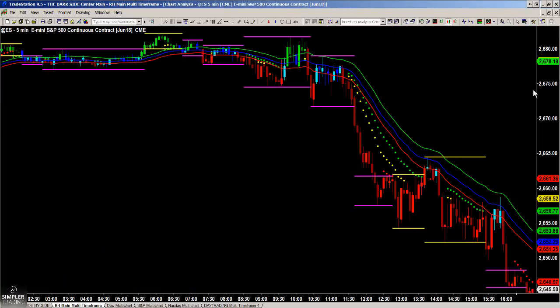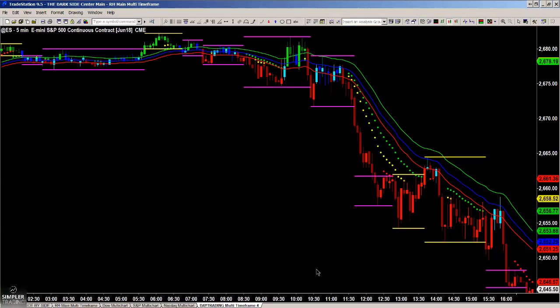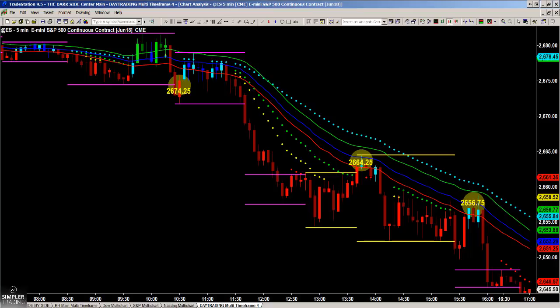put on in the chat room going into the close. Now, we actually had 3 shorts that we put on going into the close, and you can see them here. We had 3 different shorts throughout the day, not just going into the close, and it's this last one that I want to highlight. It's not because it was the best one.